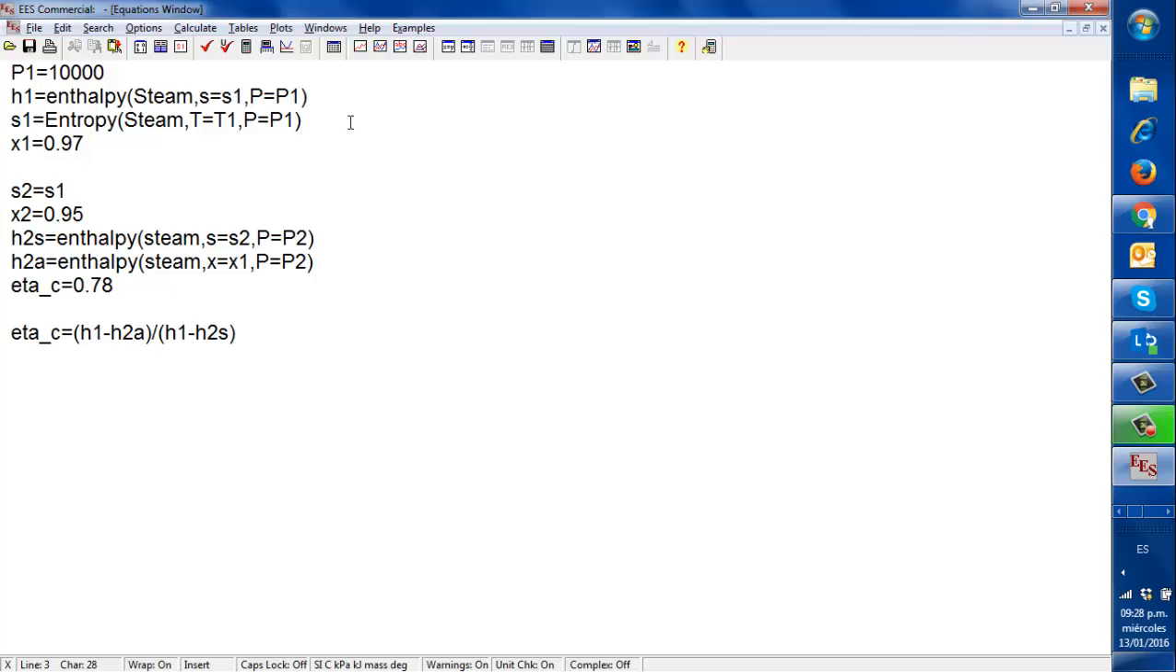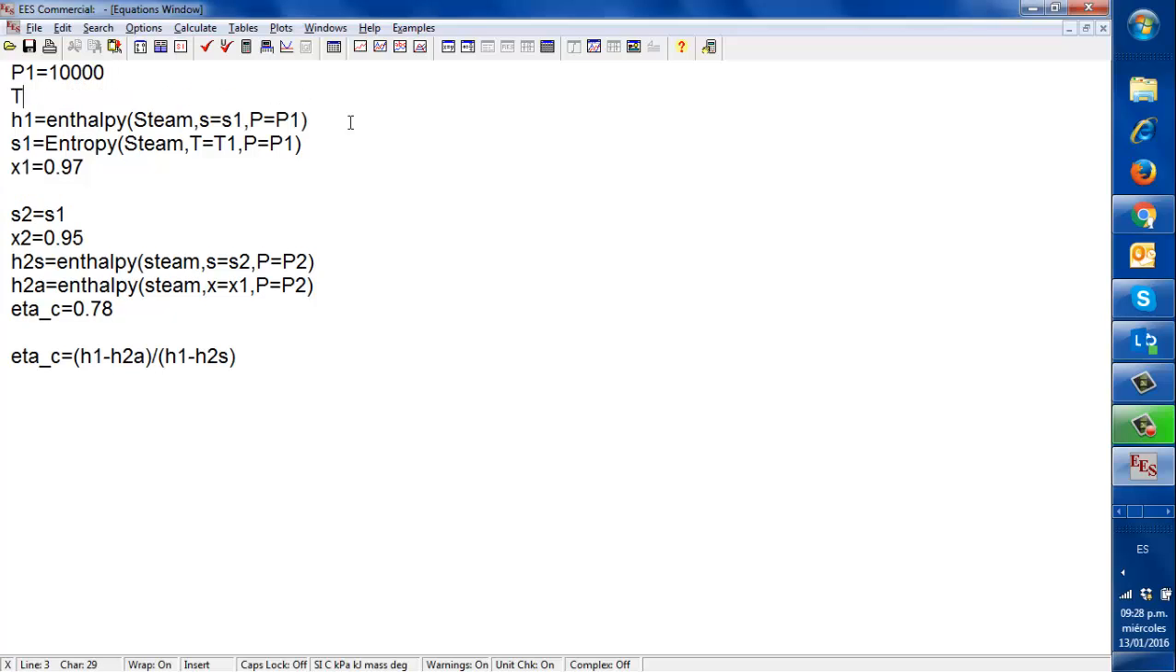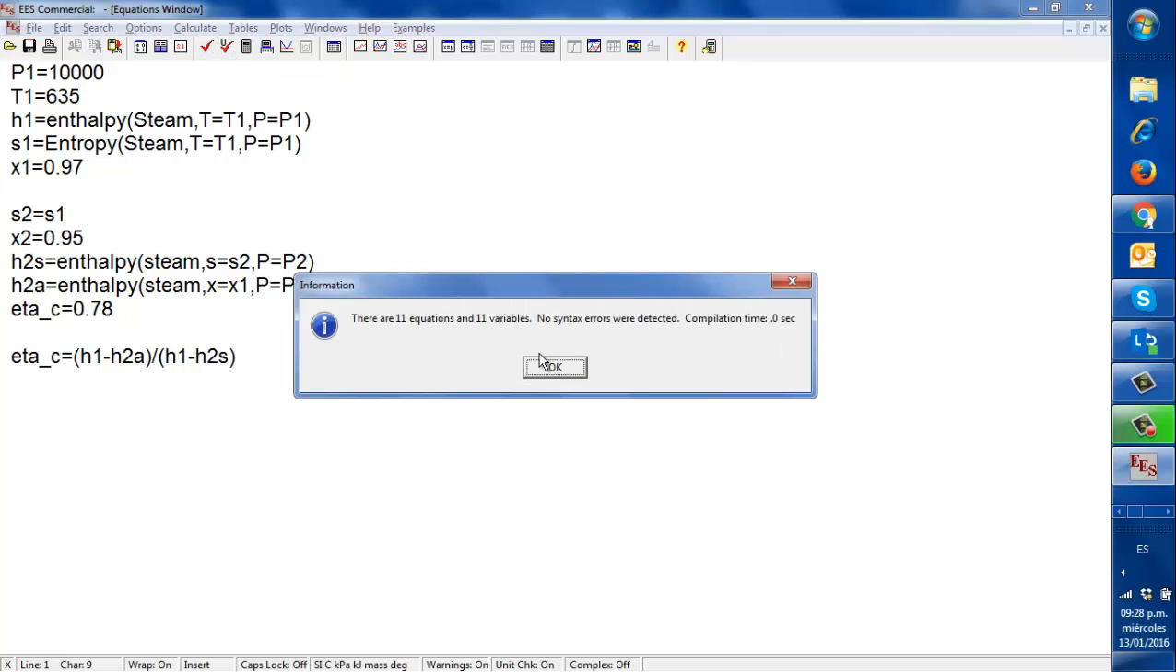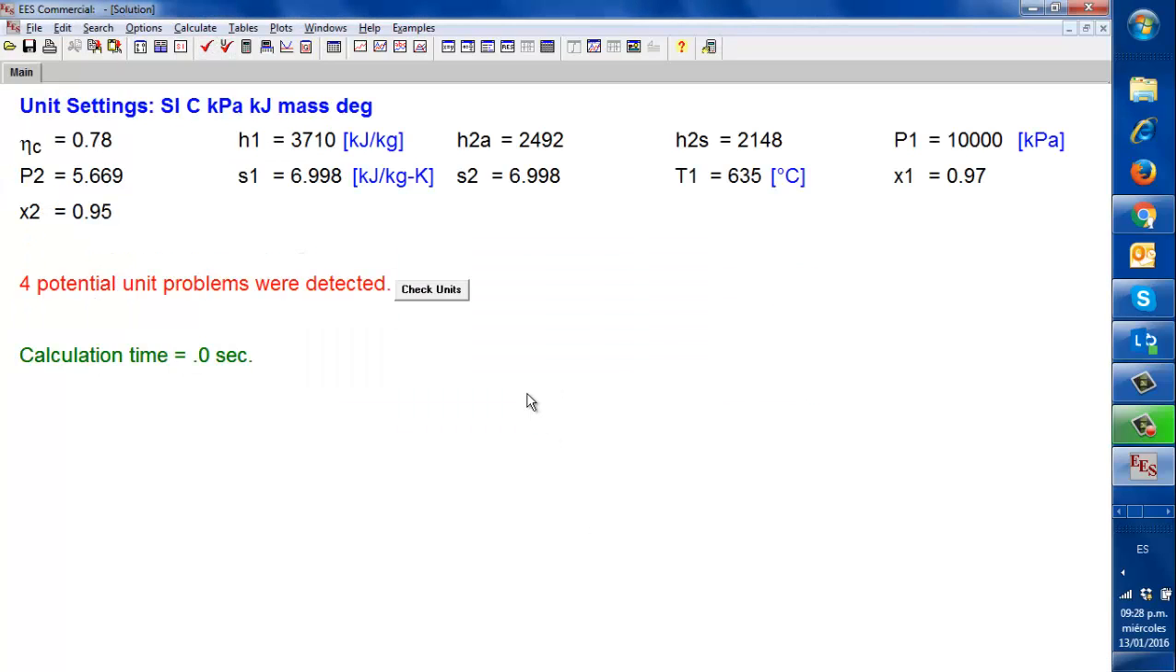Oh, hold on. I know where the mistake is. We need temperature 1. And we said temperature 1 is 635. So this enthalpy is T equal T1. Okay, yes, done. Okay, my pressure 2 is 5.66.